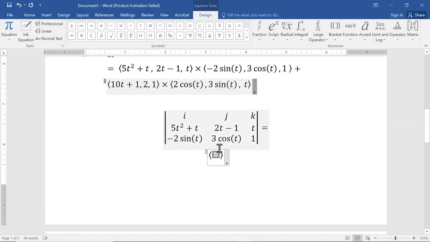All right, the coefficient of i, which is going to be our x component, is going to be found by eliminating the first row and then the first column, and then we're left with a 2x2: 2t minus 1 times 1 minus 3 cosine t times t. So that's the x component.